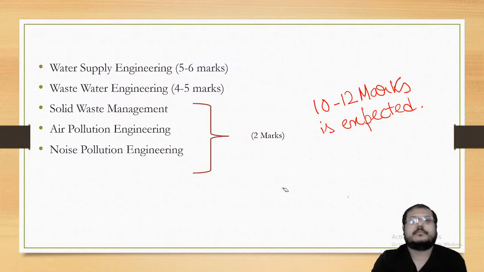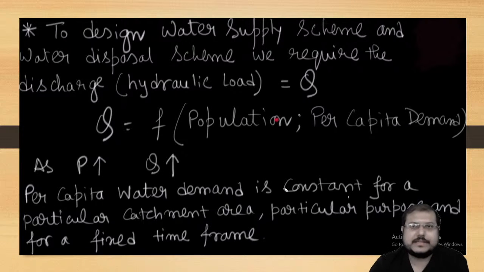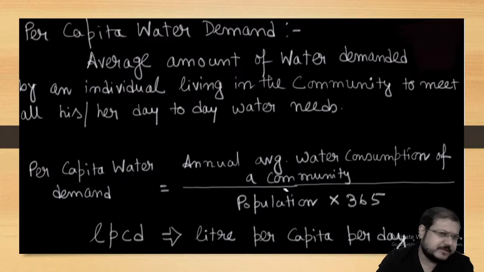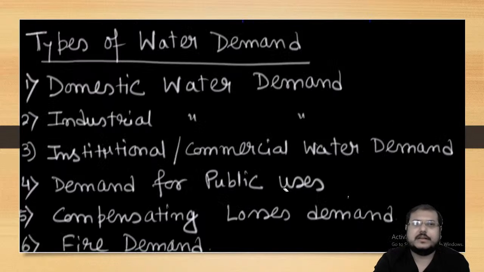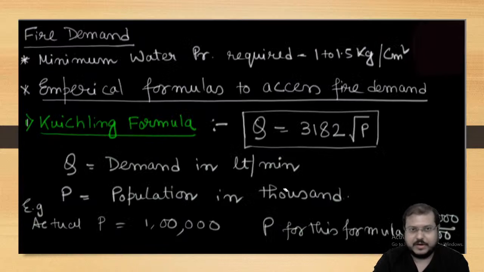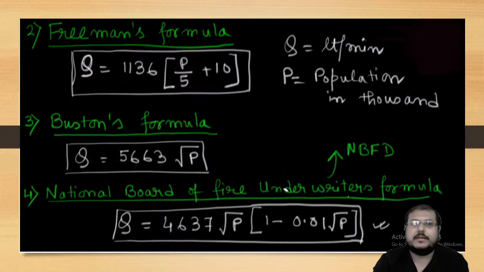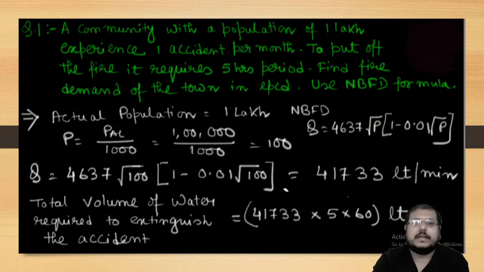In brief, in the first chapter, we entered first the water supply scheme. To design the water supply scheme, the most important basic thing we require is the discharge or the hydraulic load, which is a function of population and per capita water demand. If population increases, the Q value will increase. What is per capita water demand? We have seen that. We have seen the types of water demand, and briefly discussed all of them. We have gone for the fire demand part. In fire demand, we have seen all the empirical equations to find out the water demand for the fire extinguishing process.